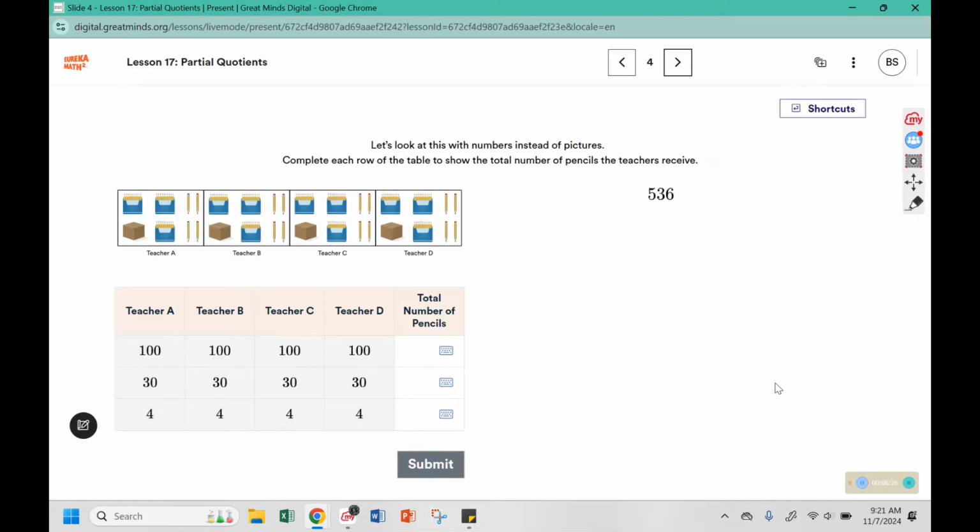Let's look at this with numbers instead of pictures. Complete each row of the table to show the total number of pencils the teachers receive. So here I have 4 hundreds. 30, 60, 90, 120, and 4, 8, 12, 16. And if we combine all of that, it ends up that we used all 536 pencils.